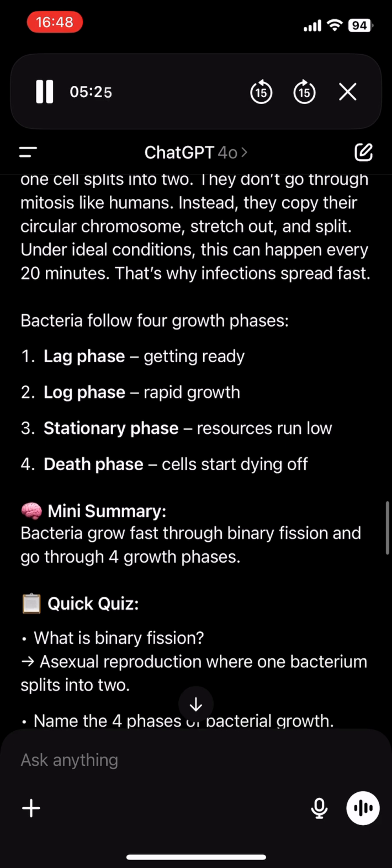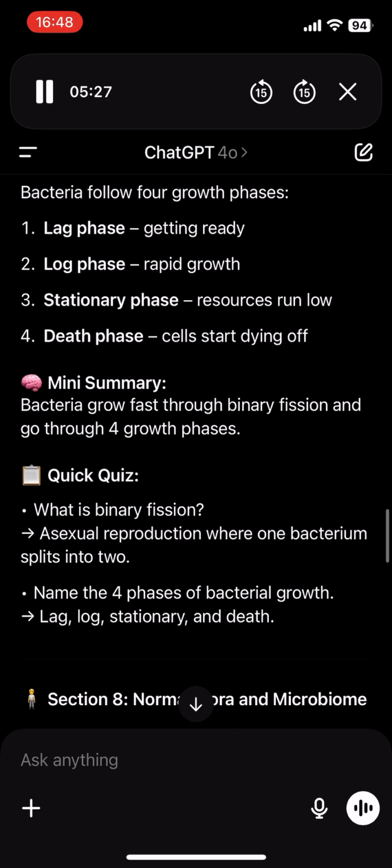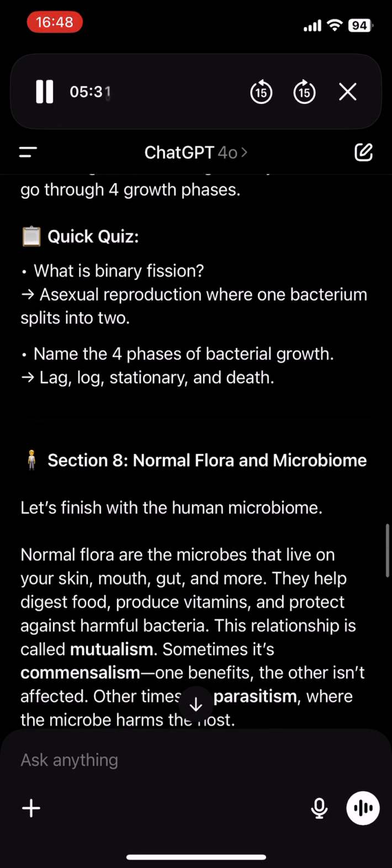Mini summary: bacteria grow fast through binary fission and go through 4 growth phases. Quick quiz. What is binary fission? Asexual reproduction where one bacterium splits into two. Name the 4 phases of bacterial growth: lag, log, stationary, and death.